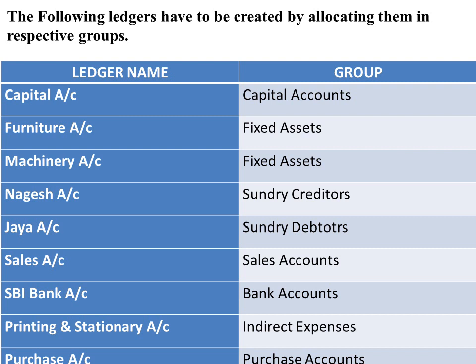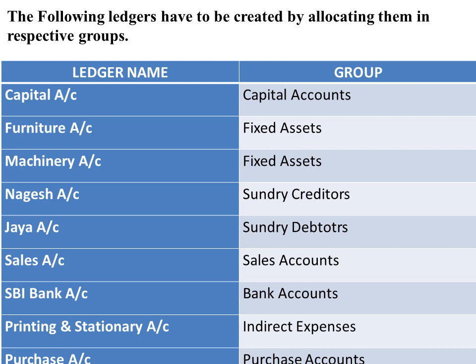Here you should create the furniture account, machinery account and Nagesh account. Furniture account is under the group of fixed asset, and machinery account is also under the group of fixed asset. And Nagesh is the sundry creditor to the business. Jaya account: here you can see the third transaction, sold goods to Jaya of rupees 10,000 on credit.